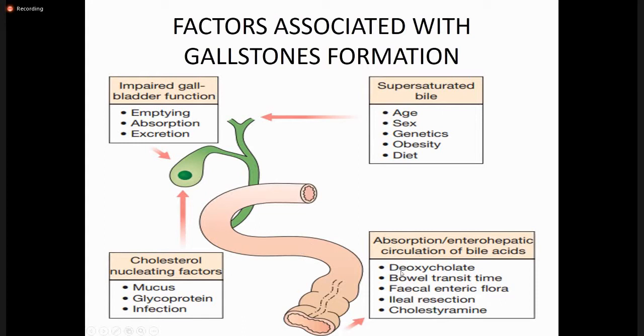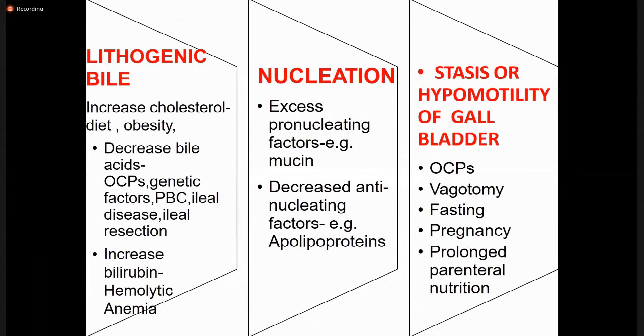The amount of deoxycholate will be decreased. Bowel transit time, if it is impaired, then enterohepatic absorption will be impaired. Fecal enteric flora, ileal resection, and cholestyramine, all these have a role in stone formation. Another picture depicts the different precipitating factors for stone formation.